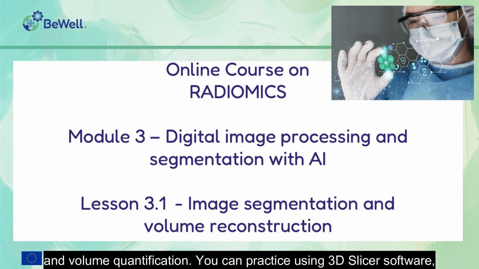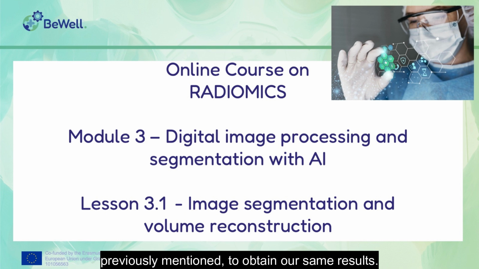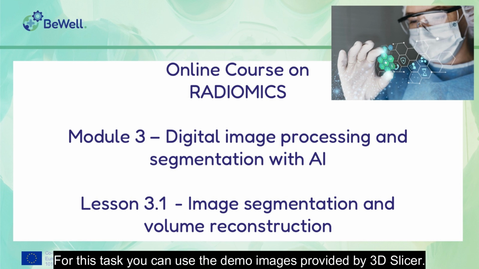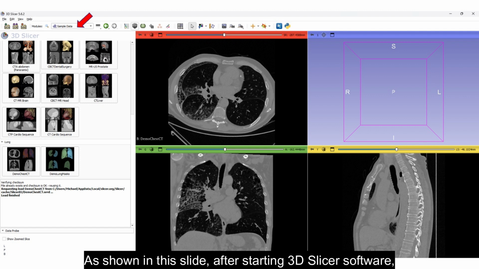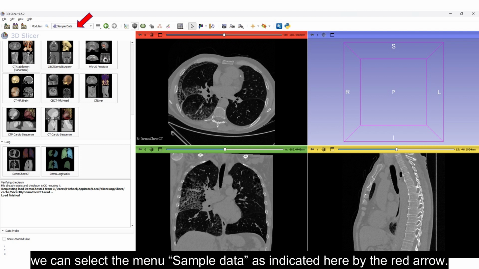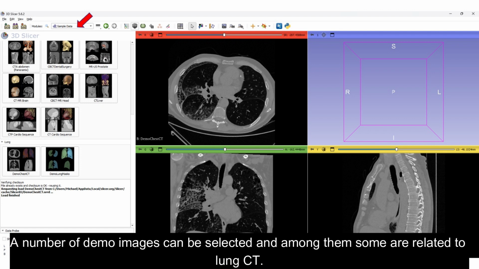You can practice using 3D Slicer software previously mentioned to obtain our same results. For this task you can use the demo images provided by 3D Slicer. As shown in this slide, after starting 3D Slicer software, we can select the menu, Sample Data, as indicated here by the red arrow. A number of demo images can be selected and among them some are related to lung CT.